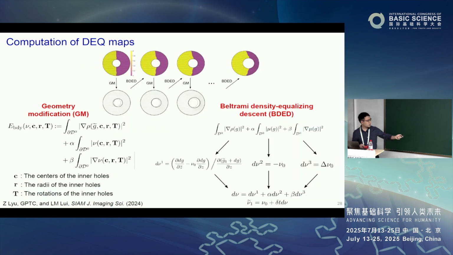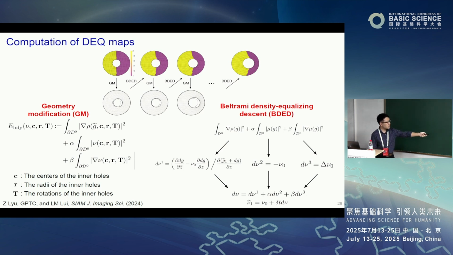For the geometry modifications, the key is that, as I just mentioned, we can allow the hole to move, which means we can allow the center to change. We can also allow it to enlarge or shrink, which means we let the radii change. And finally, we can allow the hole to rotate, which means we can have a rotation factor. These are the factors that we consider in the geometry modification step.